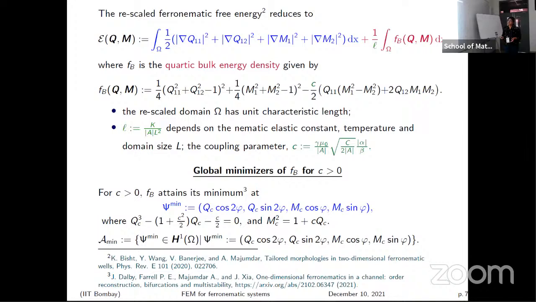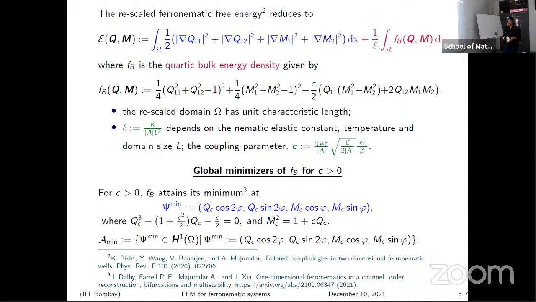And so this ferroelectric-nematic bulk energy density has a parameter which is called the coupling parameter, and that is defined in this way. When this parameter is 0, the system is uncoupled. This energy is actually the celebrated Landau-de Gennes energy, and that is very standard in the literature. So we present the results here for C greater than 0, and the analysis for C less than 0 will also follow analogously.